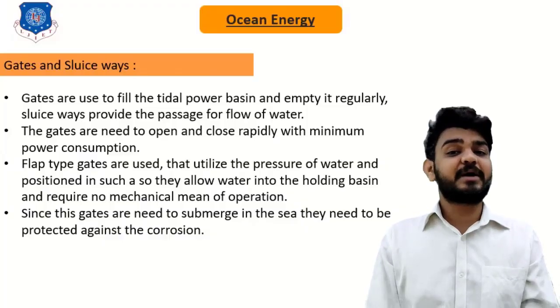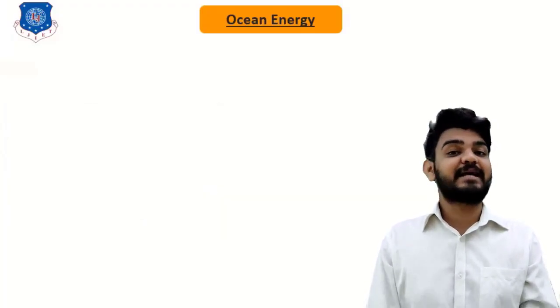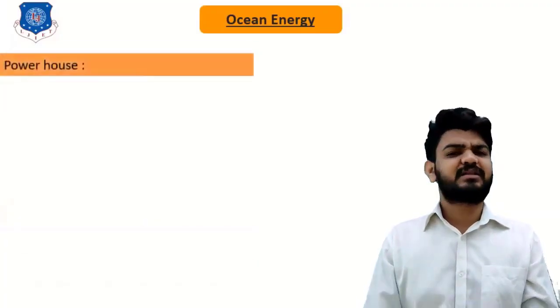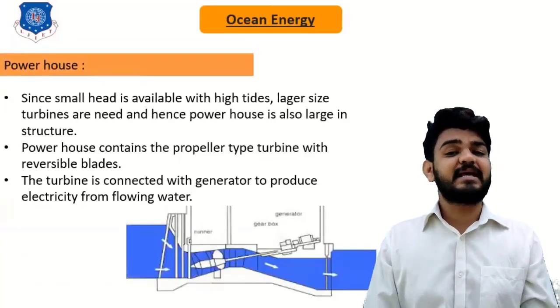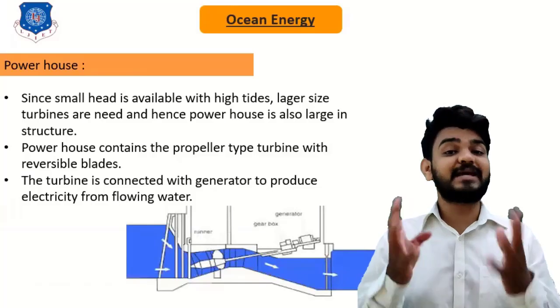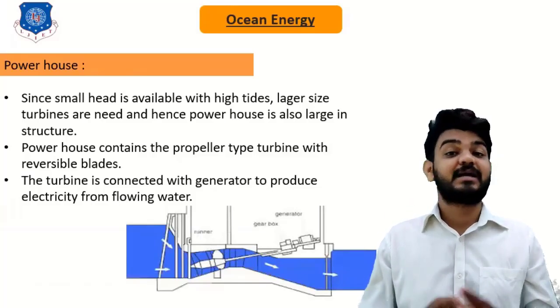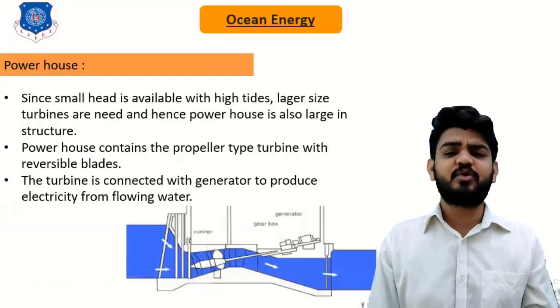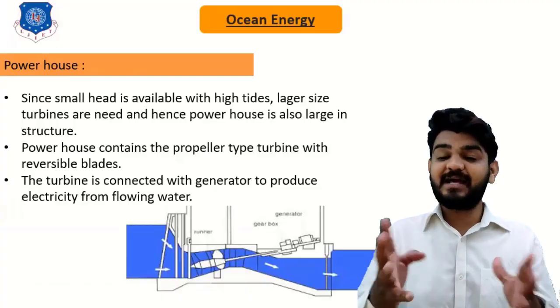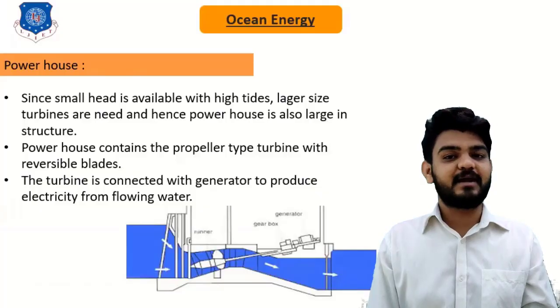Now, the last component of a typical tidal energy power plant is the powerhouse. This powerhouse basically contains two main components. One is the turbine, which is followed by the generator section. These both are connected by a coupling assembly in the usual manner.